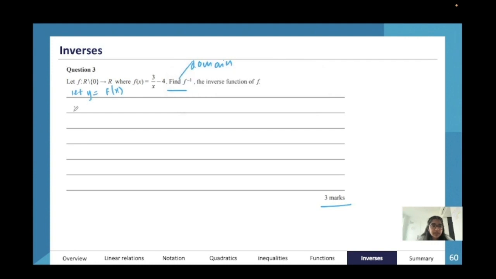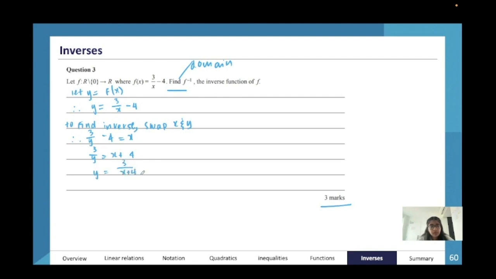Okay, let y equals f of x, therefore y equals 3 on x minus 4. To find the inverse, swap x and y. So therefore 3 on y minus 4 equals x. So we've just swapped x and y. Now let's do 3 on y equals x plus 4. Y equals 3 on x plus 4.